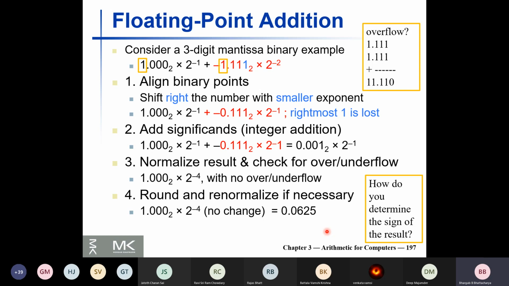Well, we'll give you an example of this rounding in a later slide. So there are three important issues here. One, you shift the number with the smaller exponent. Two, there is integer addition, but overflow doesn't arise here. Three, sign is taken care of by looking into the exponents and the signs of the originals.